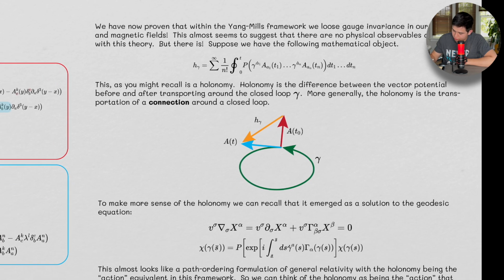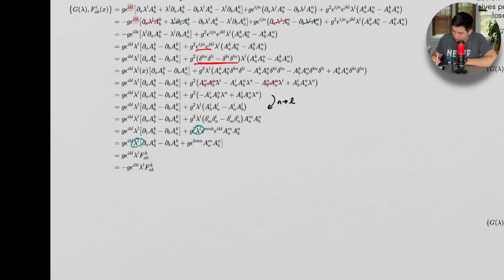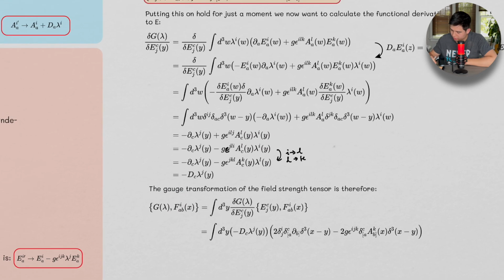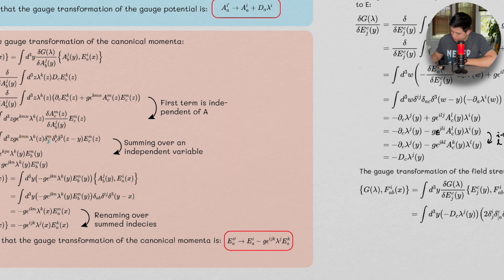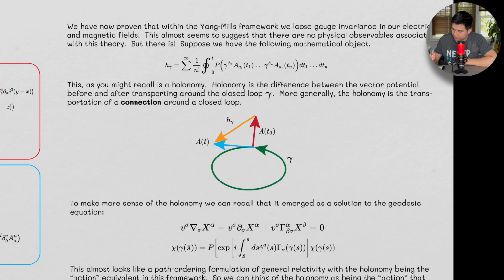So we have now proven that within the Yang-Mills framework, we lose gauge invariance in our electric and magnetic fields, right? The magnetic part being this one, and the electric part being this one. But this almost seems to suggest that there are no physical observables associated with this theory. But there are, okay? And this is where holonomy comes back into play.